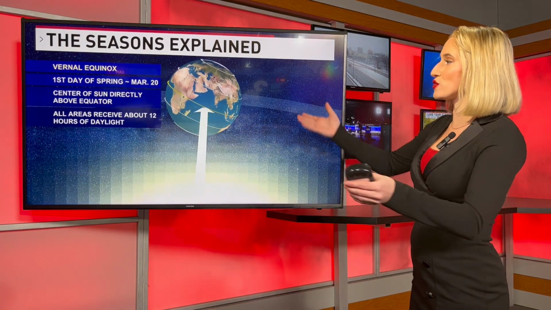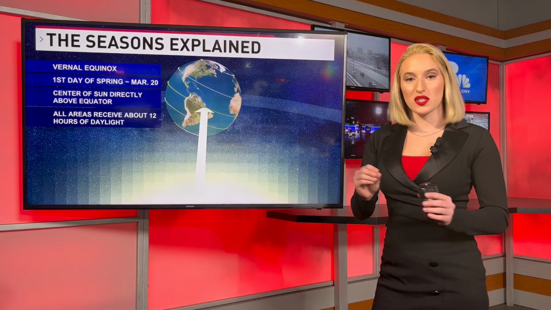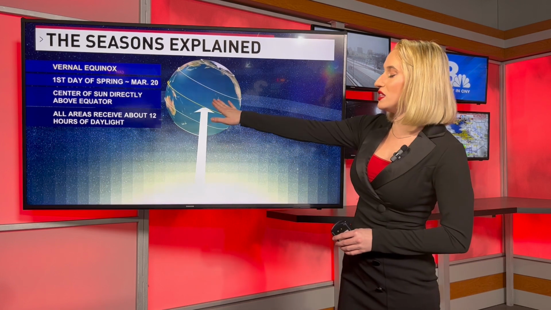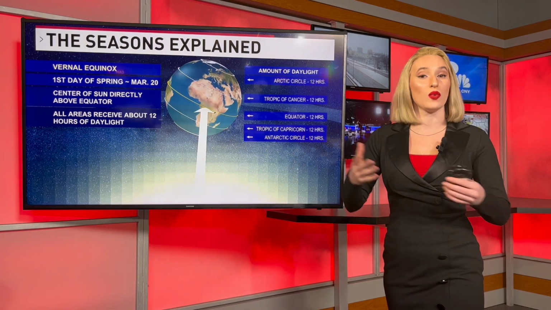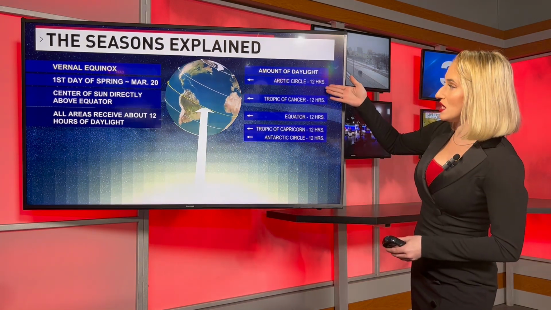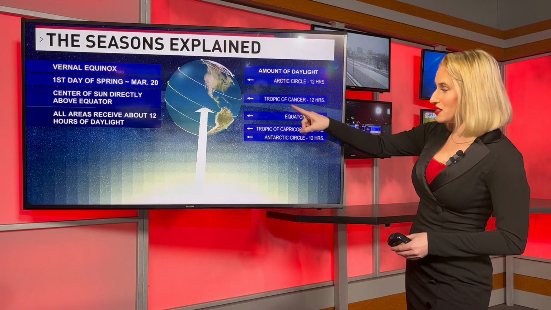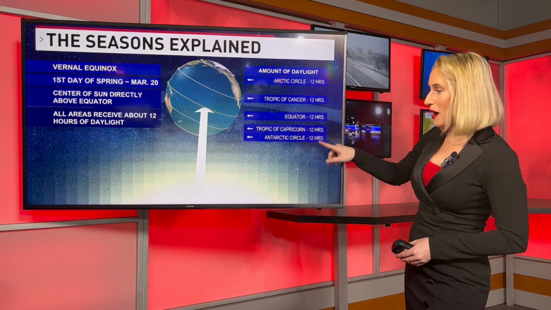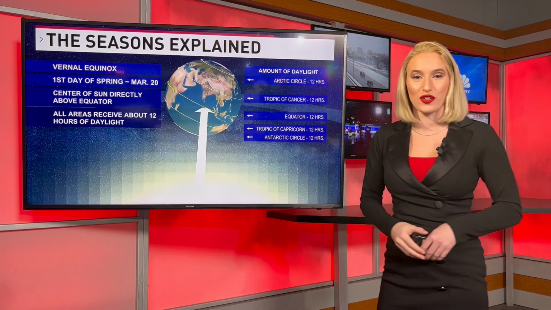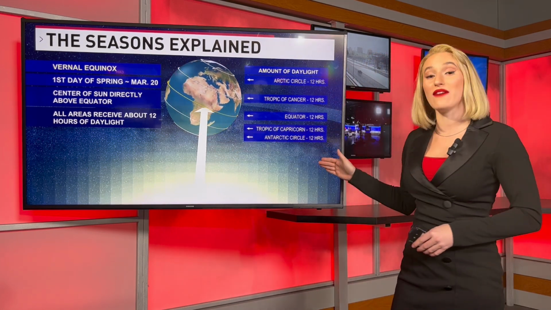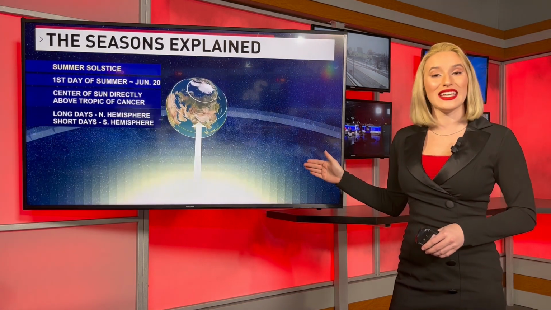First, starting with the official start of spring. It's usually around the date March 20th, and the reason why it's that date is because the center of the sun is pointed directly above the equator, which means all areas receive about 12 hours of daylight. And what I mean by areas includes the Arctic Circle, Tropic of Cancer, Equator, Tropic of Capricorn, and the Antarctic Circle, which are each of the lines positioned here on Earth. Notice they all have 12 hours of daylight.